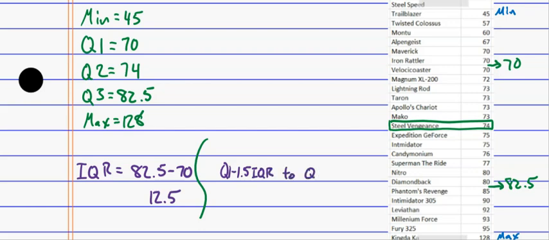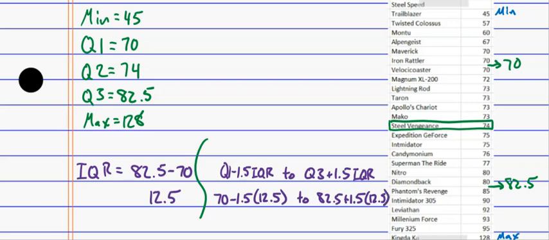That's going to be Q3 plus 1.5 times the interquartile range. Again, this is going to be a job for my calculator. This one is 70 minus 1.5 times the 12.5. I'm going to punch that into my calculator exactly the way it's written. Order of operations causes the multiplication to happen first and then subtraction, the way it should be. This one's 82.5 plus 1.5 times the 12.5.